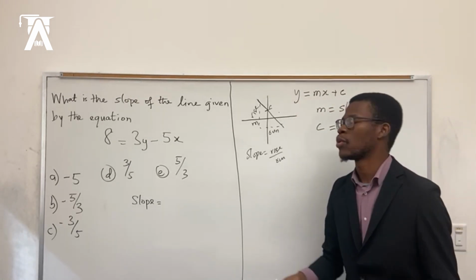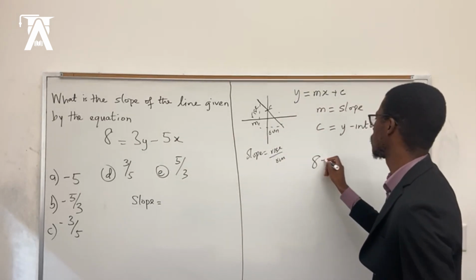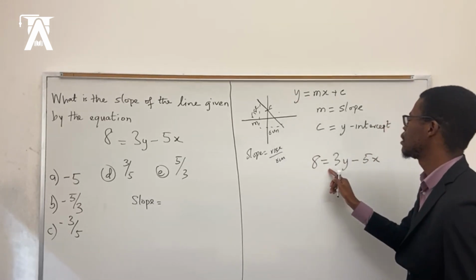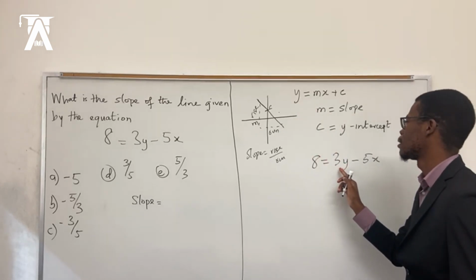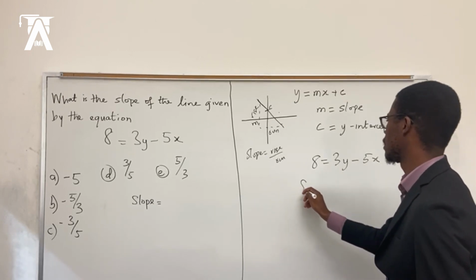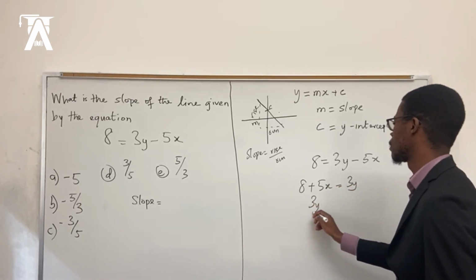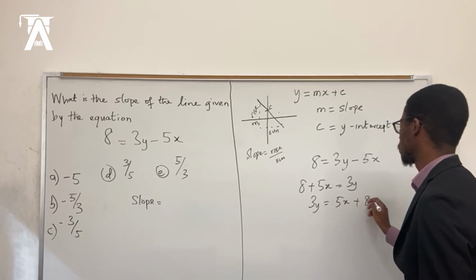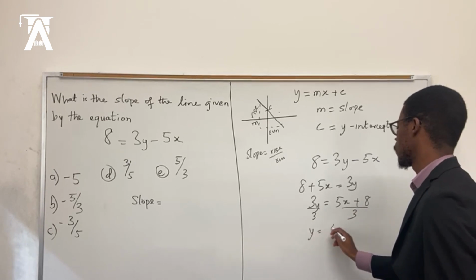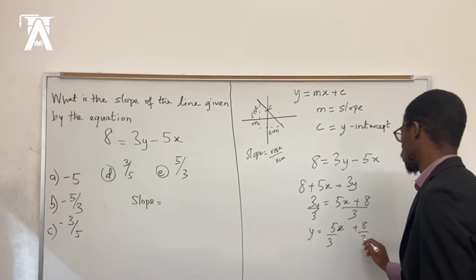Now our tip today, we are going to rearrange this to look like this. So we have 8 equals 3y minus 5x, right? For this to look like the standard equation, we have to make y the subject of this equation. So we have that 8 plus 5x equals 3y. We could rewrite this as 3y equals 5x plus 8. Then if I divide through by 3, y becomes 5 over 3 x plus 8 over 3.